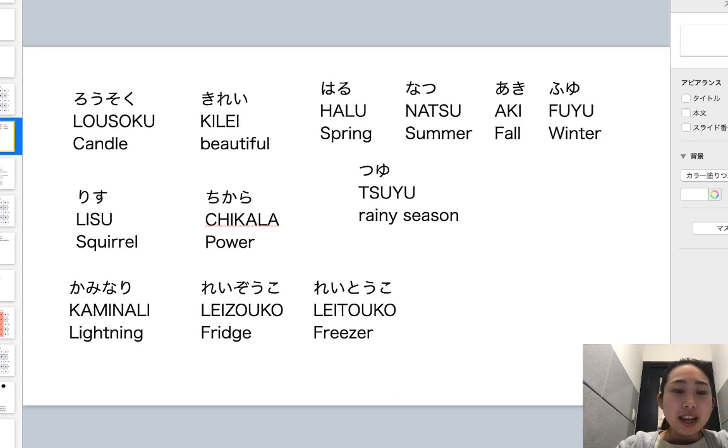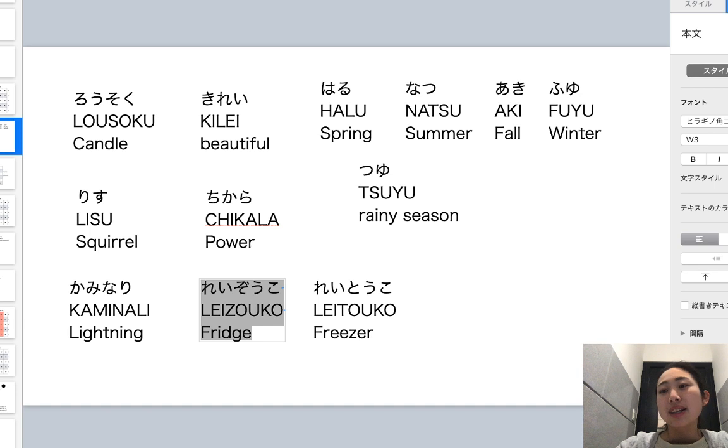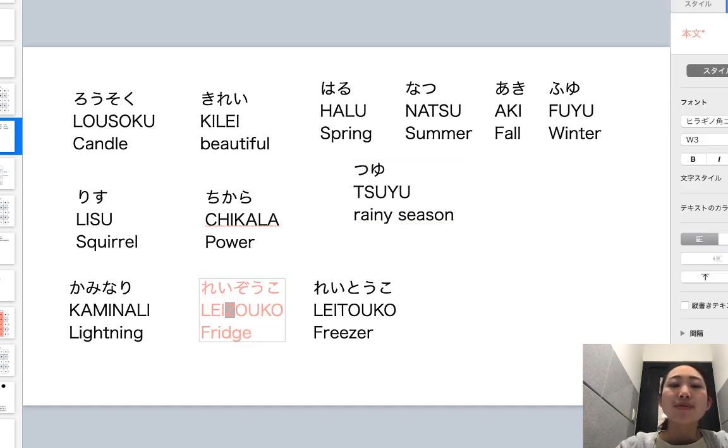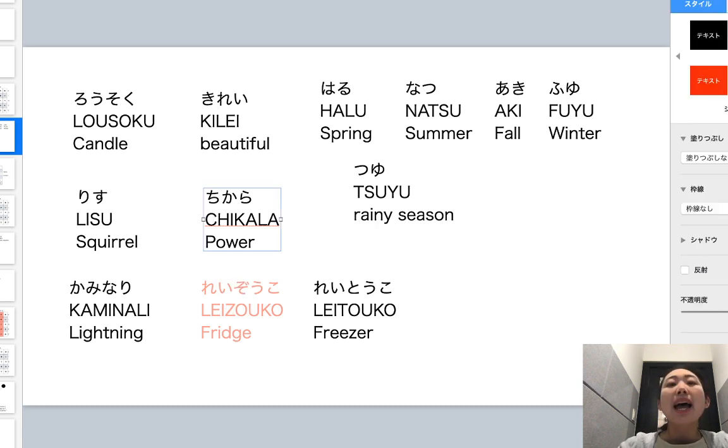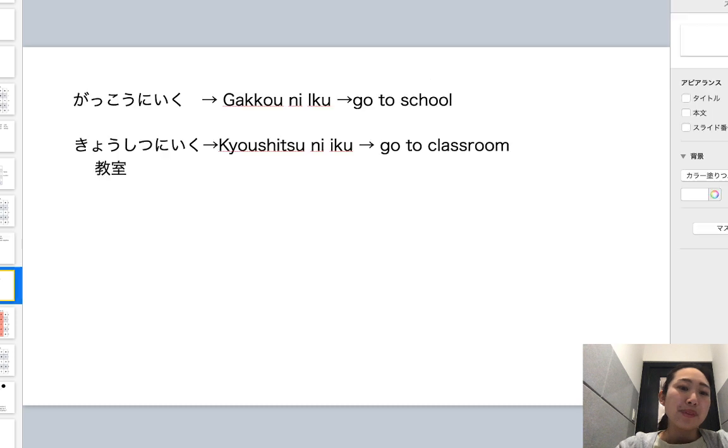And also before, do you remember when we talked about the L, R sound, ラリルレロ? We saw 冷蔵庫 is fridge. Do you see this ぞ here? This is what we learned today with the Z sound. 冷蔵庫. Okay? And also ご飯 we just saw. Okay?